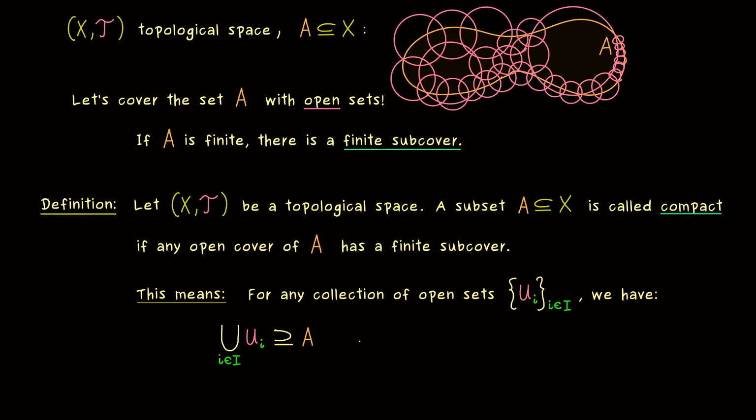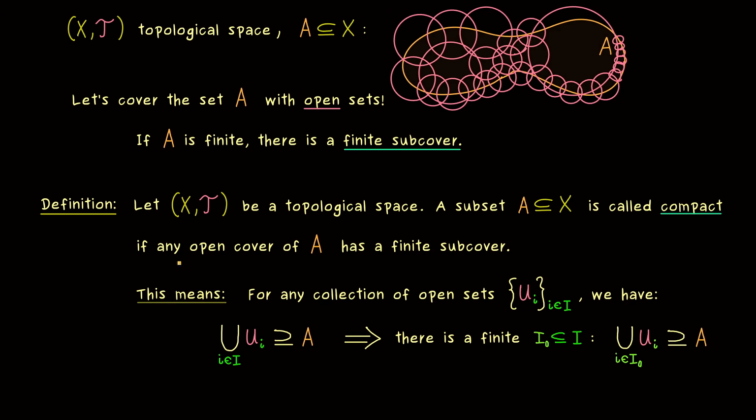And now we call the set compact if we only need finitely many members of this collection of open sets to get a cover. This means we can reduce the index set to a finite index set I0. And then we just have to take this finite union of the open sets. But with that we don't change the property that the union is still a superset of A. And here the crucial thing to remember is that we only have compactness if this implication is true for any collection of open sets.